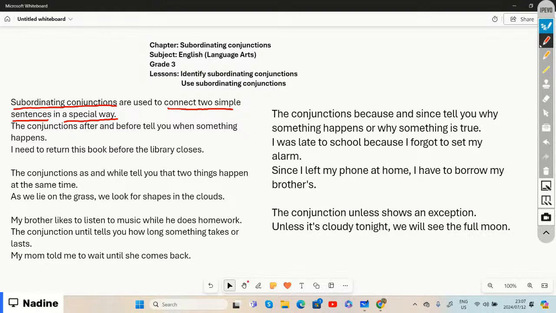So once again, when it comes to a conjunction, it either joins or connects sentences, words, phrases, and in this case, we are doing subordinating conjunctions, and they are used to connect two simple sentences in a special way.